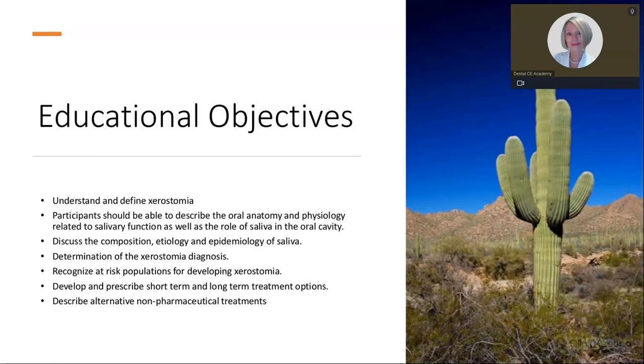So our educational objectives are in your handout there. Understand and define xerostomia. Be able to describe the oral anatomy and physiology related to salivary function and the role of saliva in the oral cavity. We'll discuss composition, etiology, and epidemiology of saliva, how we arrive at a xerostomia diagnosis, recognize at-risk populations, develop and prescribe short-term and long-term treatment options, and describe alternative non-pharmaceutical treatments. And again, Megan will be following up after me, and she'll be talking about one such non-pharmaceutical treatment, the perioprotect tray therapy.